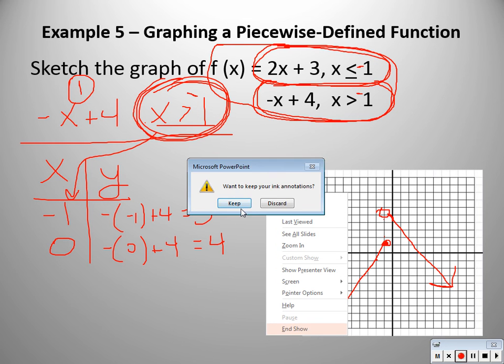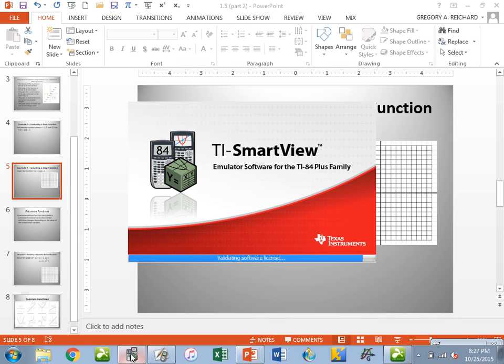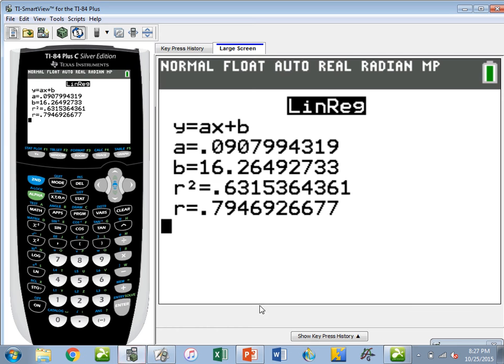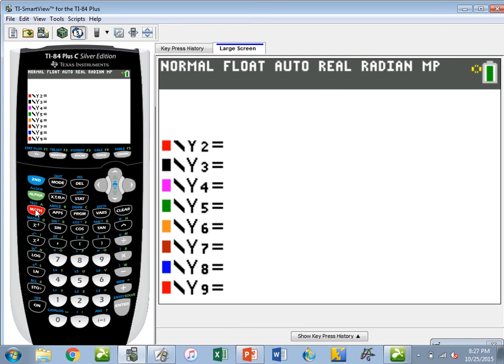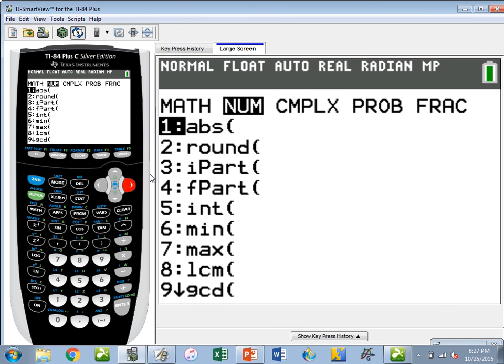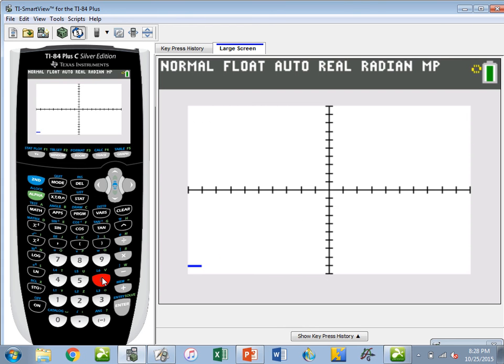So if I come back to the step function, the greatest integer function that we had, the greatest integer function of x plus 1, if you take your calculators and go to y equals, and then go to math, then number, then number 5, where it says integer, that's the greatest integer function. So if I put an x in there, and then do a +1 at the end, and then zoom 6 this, you get something that looks like this here.